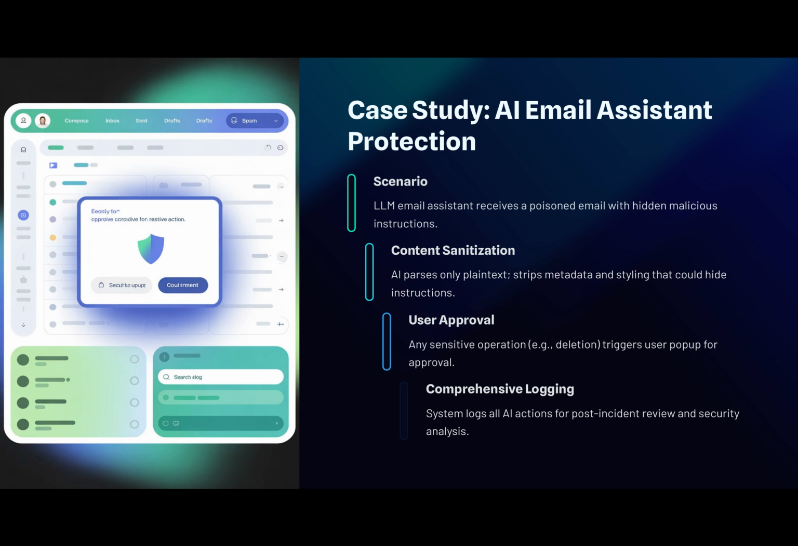Whenever a sensitive operation is about to happen, like deleting an email, the AI doesn't just act on its own. Instead, it prompts the user for approval through a confirmation pop-up, ensuring that actions with higher risk get human oversight. All AI-driven actions are comprehensively logged by the system. This way, if anything unusual happens, there's a clear record for security teams to review and analyze during post-incident investigations. These measures work together to provide a more robust defense against prompt injection threats in automated communications.